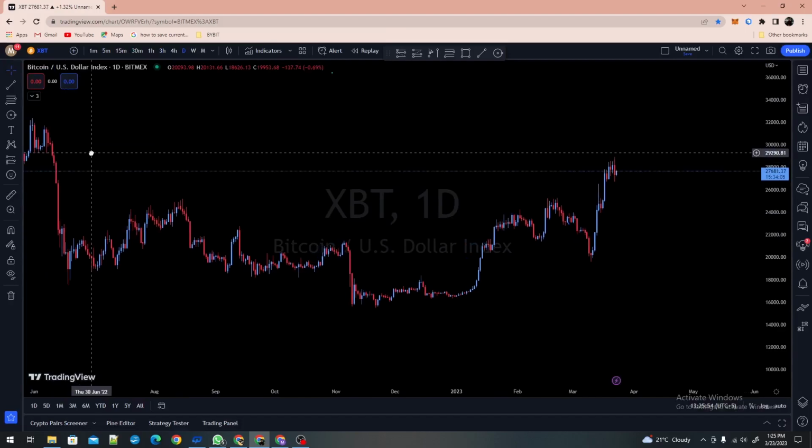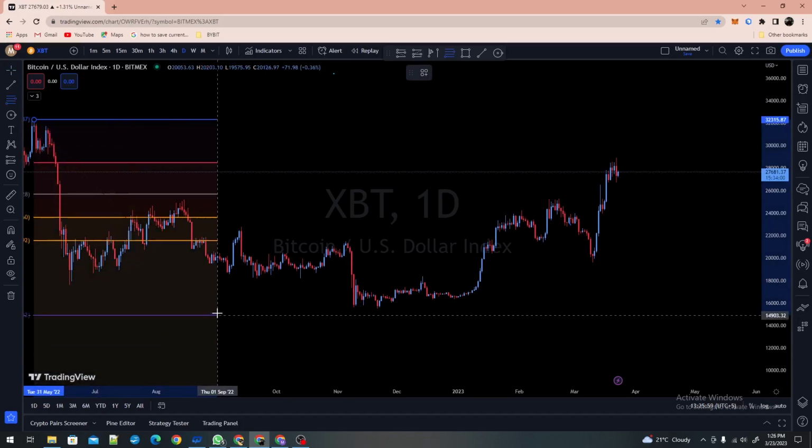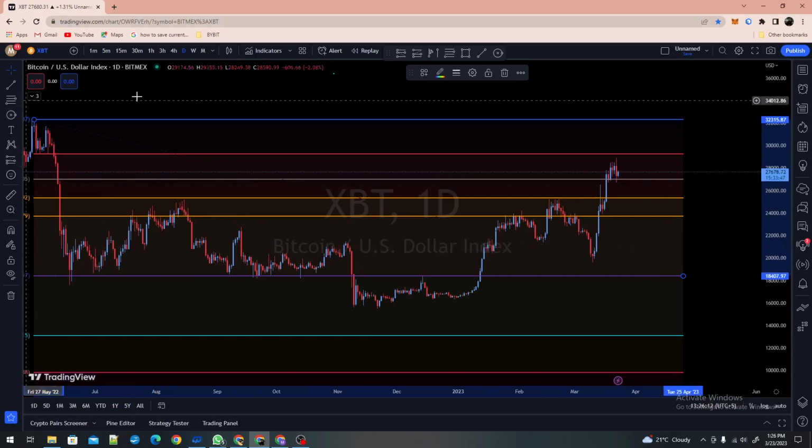Identify the high and low of a price move. Click on the Fibonacci retracement tool on your charting platform. I am using TradingView. Drag the tool from the high to the low of the price move. The Fibonacci retracement levels will be automatically plotted on your chart.